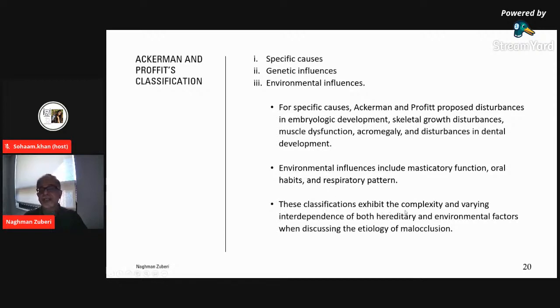These classifications exhibit the complexity and varying interdependence of both hereditary and environmental factors. We will discuss these in detail in our next lecture. The next lecture is going to be slightly longer. At the moment, I just wanted to give you a brief introduction.